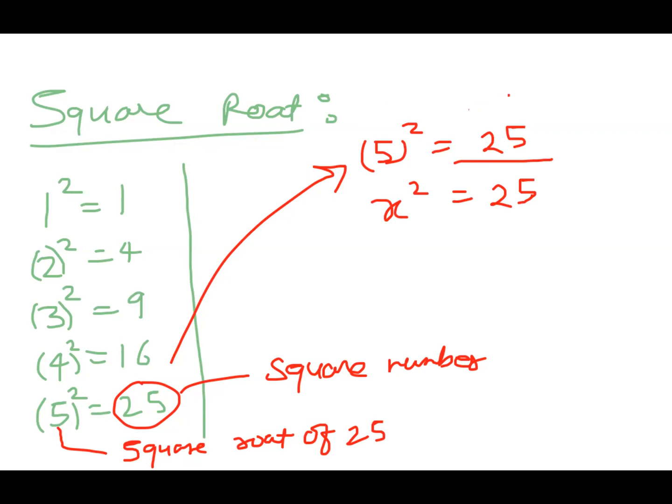But let's say I don't know what is the value of x over here. I don't know x multiplied by x gives us 25. It is going to be like this, but I don't know what is the value of x. So the method to find the value of x over here is like this.